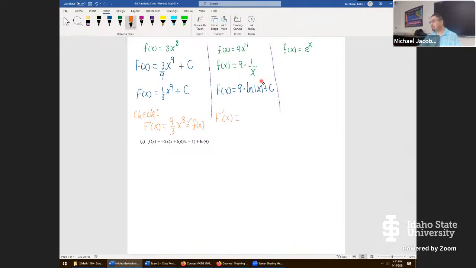F prime of x will be equal to 9 times. Now we know the derivative of natural log x is 1 over x. And the next surprise that we discussed in section 3.7, this is right before spring break, so I know it was a while, but even if you differentiate natural log of absolute value of x, it is still 1 over x. Then this constant here will go to 0. And at this stage, 9 times 1 over x, that's exactly what we were looking at right here. So we can call it f of x, and our check is complete.